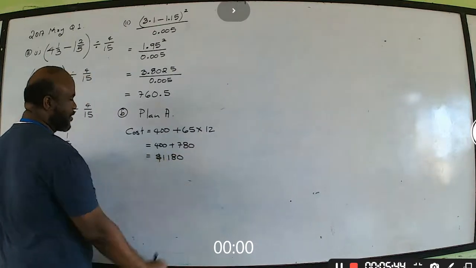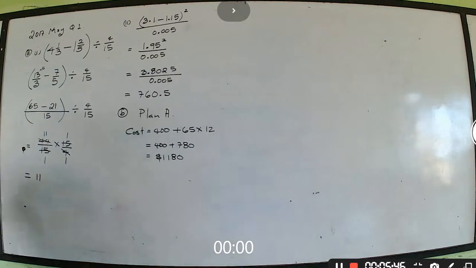What did we get? 1,180. Here's a question. Do you have to make any additional payment on Plan A? No, because Plan A is just the deposit and then $65 every month for 12 months. Do you have to pay a tax? No. Under Plan A, there is no tax. That's the answer.